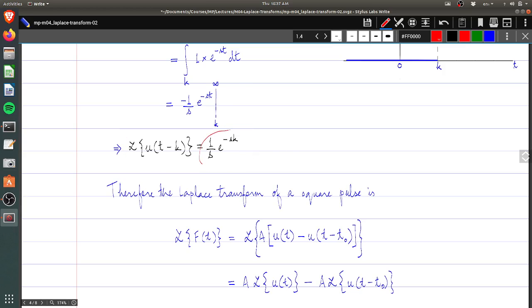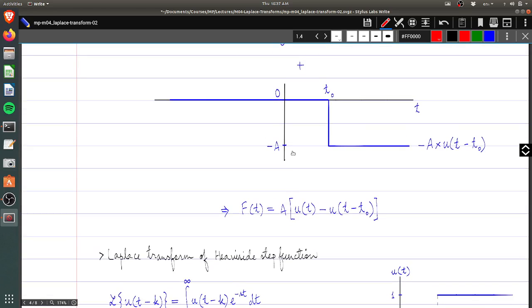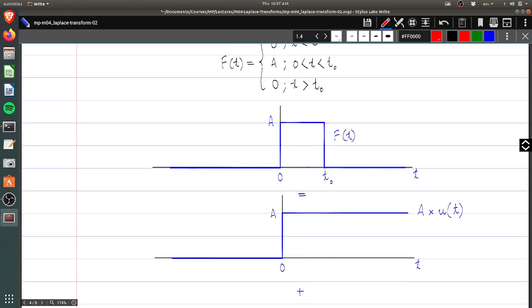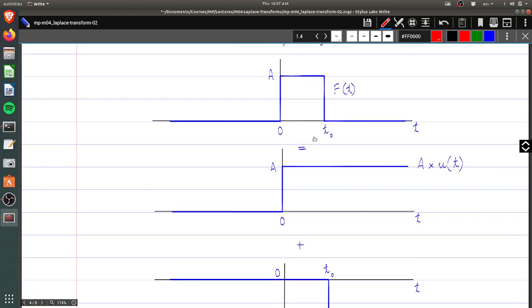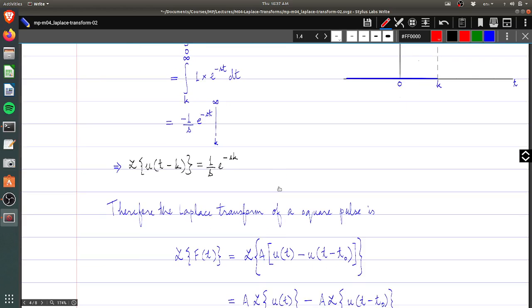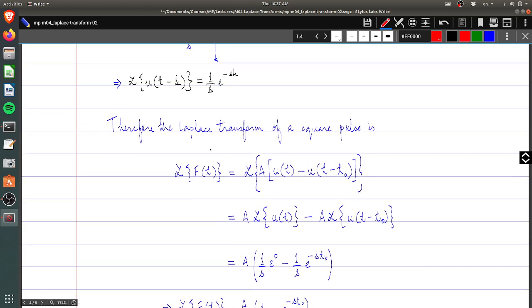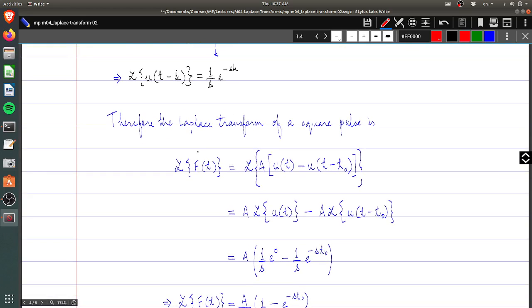Now once we know the Laplace transform of the Heaviside unit step function, we can actually find out the Laplace transform of the square pulse also, because we know that the square pulse can be written as a sum of two Heaviside unit step functions, and we already know the Laplace transform of a Heaviside step function. So what will be the Laplace transform of the square pulse? I want to find out the Laplace transform, so I just replace the square pulse f of t with a times u of t minus u of t minus t naught.